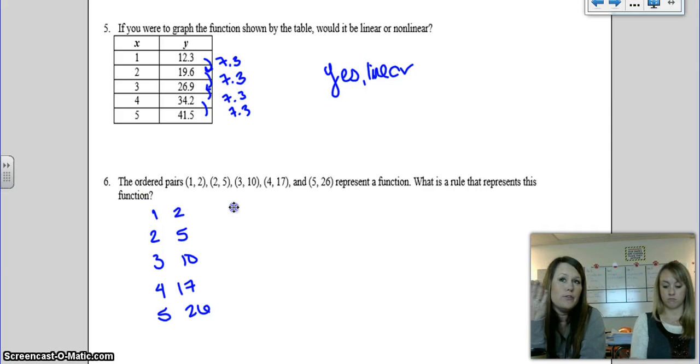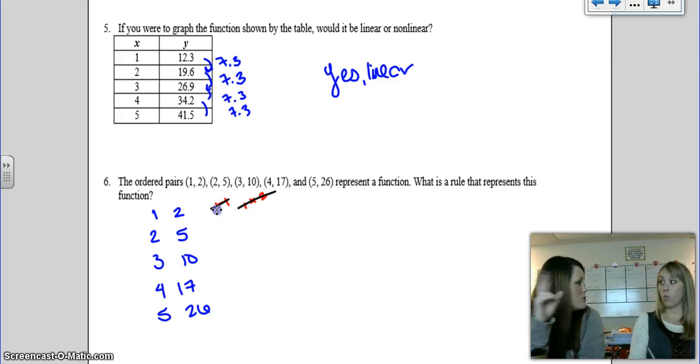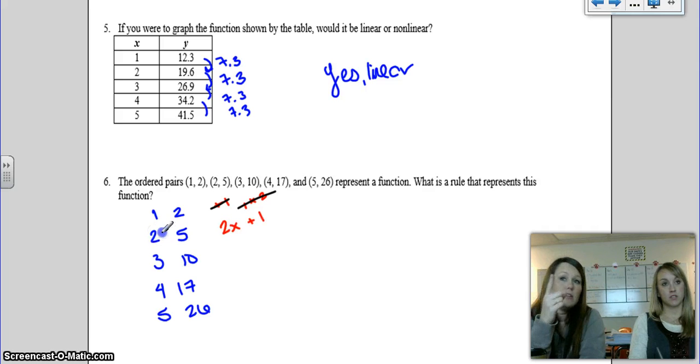So the first one I could say, okay, maybe it's times 2. I was thinking plus 1. Okay, the next one is 2 plus 1, that doesn't work. It's not plus 1, 2 times 2, that doesn't work. But if I did both of those together, times 2 plus 1, so 2x plus 1. But then if I go back to the beginning one, 2 times 2 is 2 plus 1 is 3, so it can't be that.